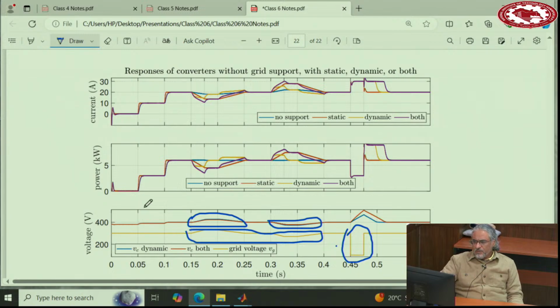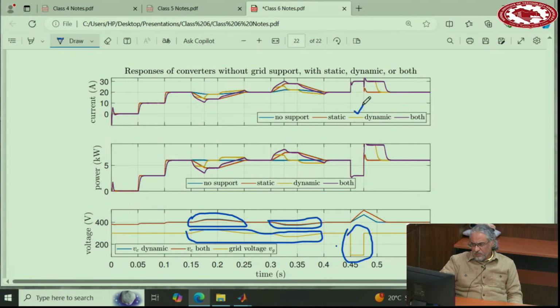Anyway, so the one without support is the blue one. You see, it keeps supplying the same amount of current. So the same amount of power, almost constant. The one that has dynamic or static support is the red one. So when the grid voltage starts going up, it reduces the power. And then even if it's constant, it keeps still supplying power. So that's the red one for the static.